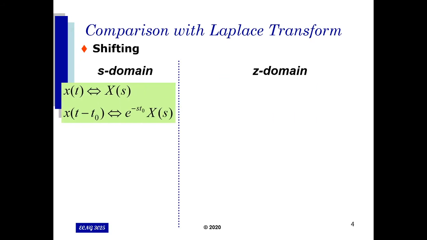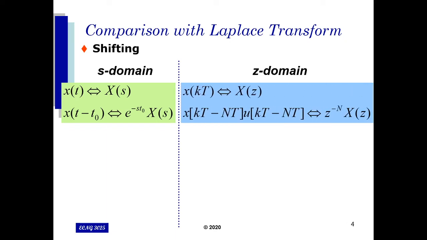The shifting property in the s domain is that if we had a shift of t minus t naught, this transfers to e to the negative s t naught x of s. In the z domain, this transfers such that the x signal here is shifted such that it's kT minus nT. We've also multiplied by a shifted unit step with the same delay, kT minus nT. And in the z domain, this represents z to the negative n of x of z.